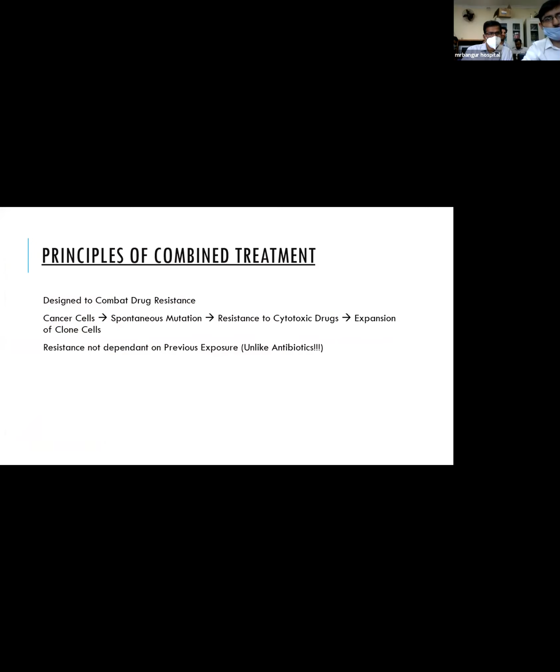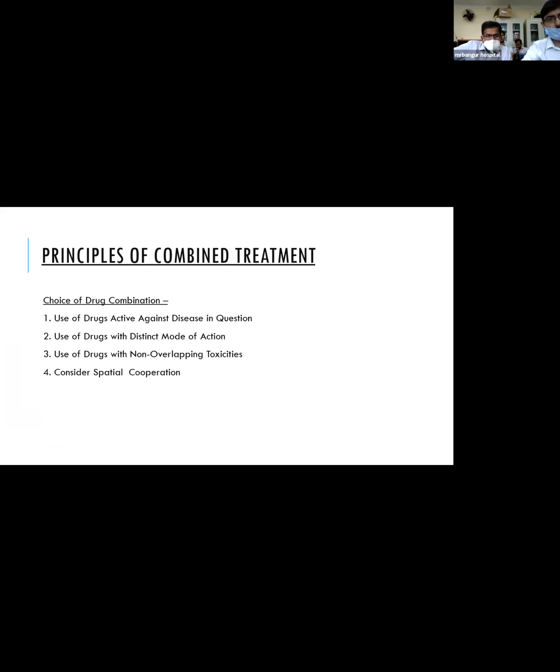Now, finally, a brief word on the principles of combined therapy. It is designed to combat drug resistance. Cancer cells, through spontaneous mutation, develop resistance to cytotoxic drugs, and this might lead to expansion of clone cells. And this is unlike antibiotics because no previous exposure is required. A cancer cell might spontaneously mutate, and there is a chance that it might be resistant to any cytotoxic treatment.